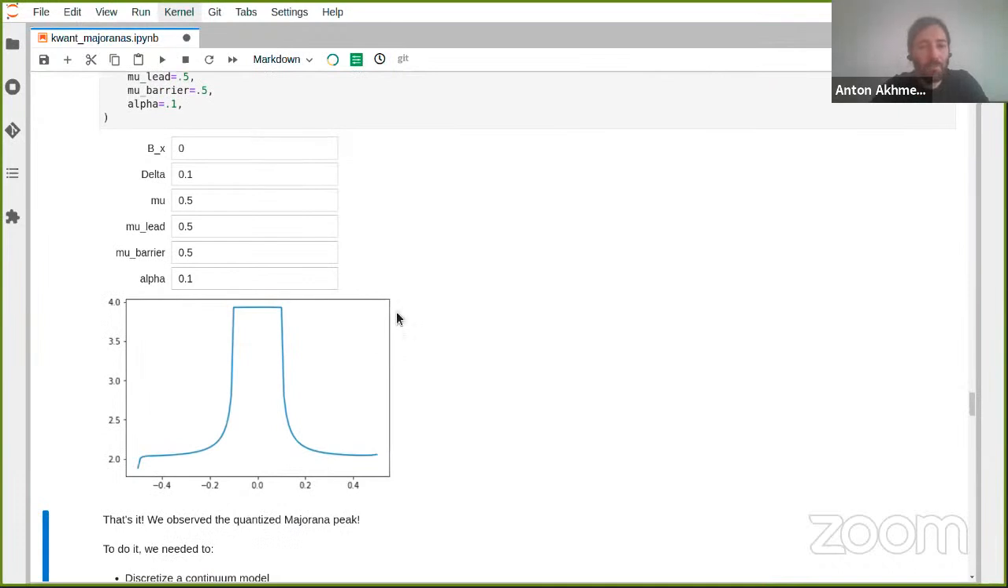All right, so let's take a look at what we see. There's clearly a quantized peak, or a nearly quantized peak, but it's at the value of 4. And we have a zero magnetic field. So this is now a test value of parameters, a trivial system where all the chemical potentials are equal and equal to 0.5. There's a finite superconducting gap.